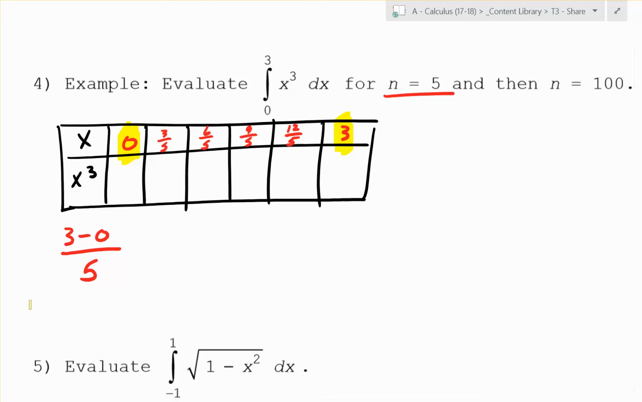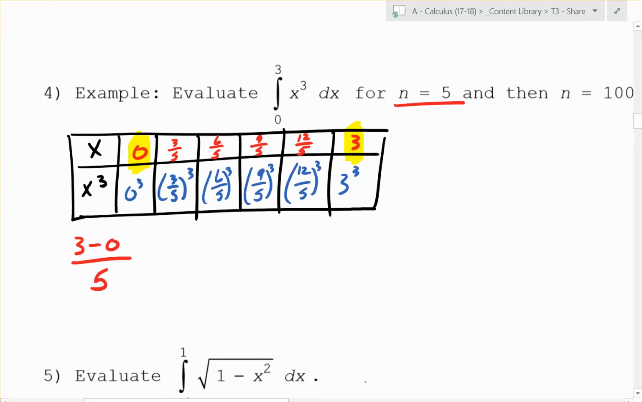So now we need to fill in the bottom half of the table, and that's going to be done by cubing each of these. So it's 0 cubed, 3 over 5 cubed, then you end up with our filled in table. So now we can do the same exact thing we did before and write out the left and right hand estimates.